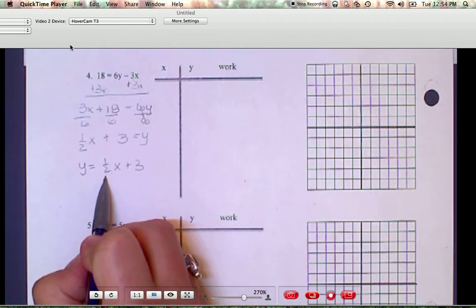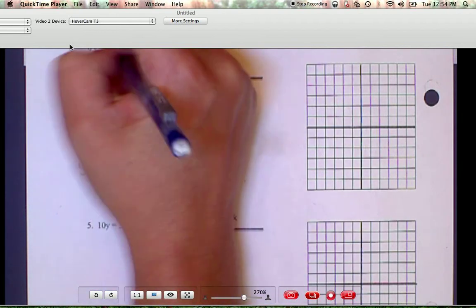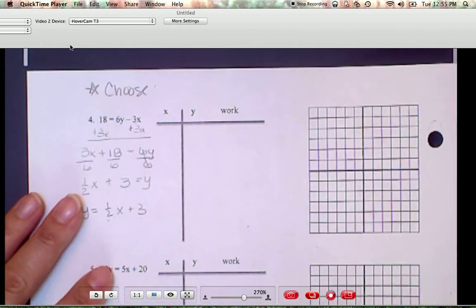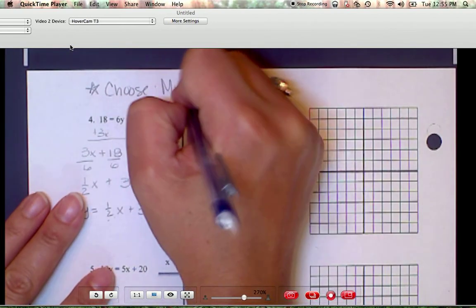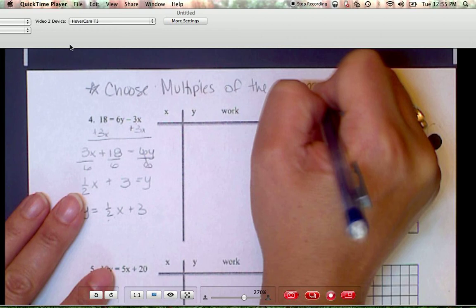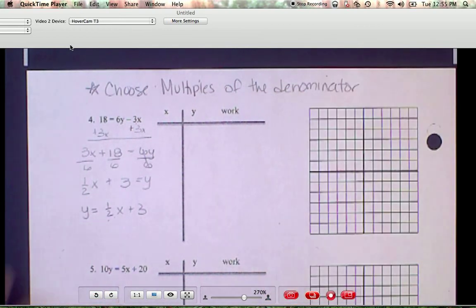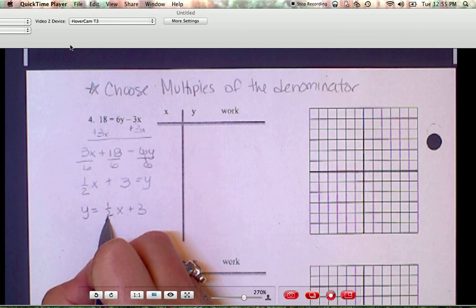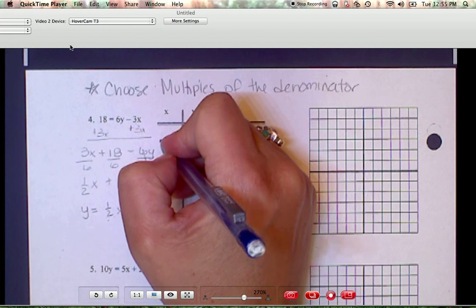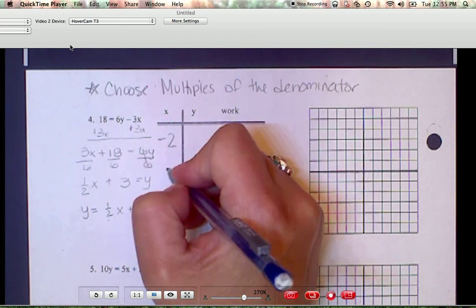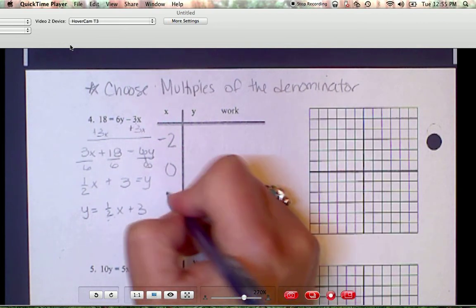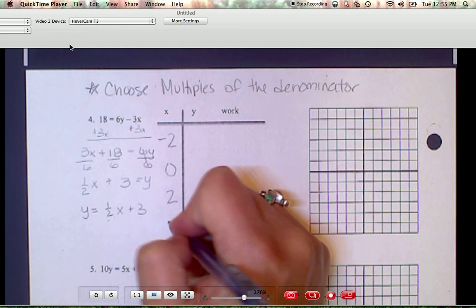Because we have a fraction right here, we're going to choose multiples of the denominator. And there's another way to think about this. So the denominator in this case is 2. So instead of -1, we take -1 and multiply by 2 and we get -2. 0 times 2 would still give us 0. 1 times 2 gives us 2. And 2 times 2 gives us 4.